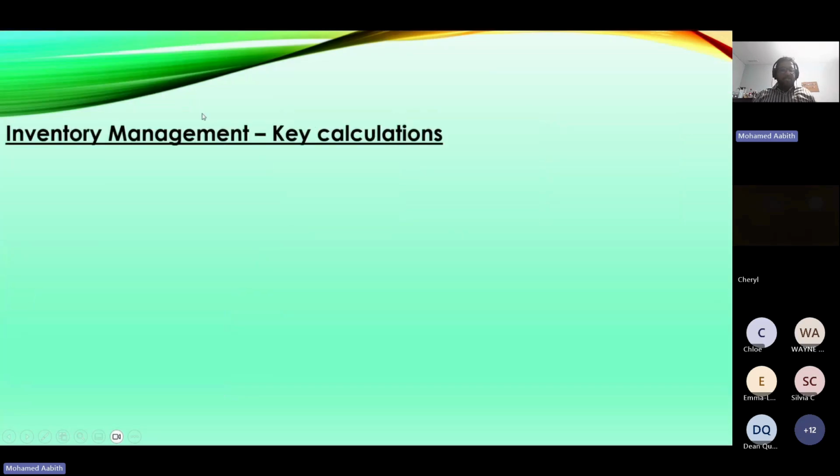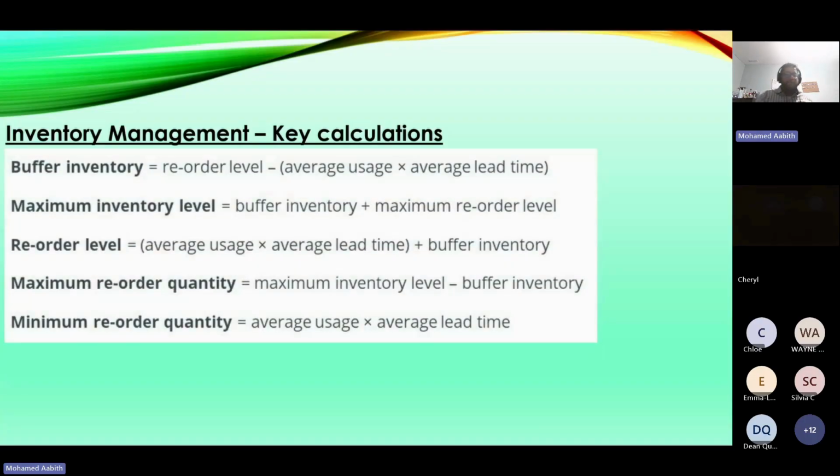The next part is the inventory management key calculations. Sometimes you'll be better off memorizing some of these, but it is not absolutely necessary, because you can think about the key way of working out these numbers. For example, they're asking here, what is buffer inventory? What is the meaning of buffer? If you think about a buffer, it may be something like a breathing space. It is where my reserve is going to be.